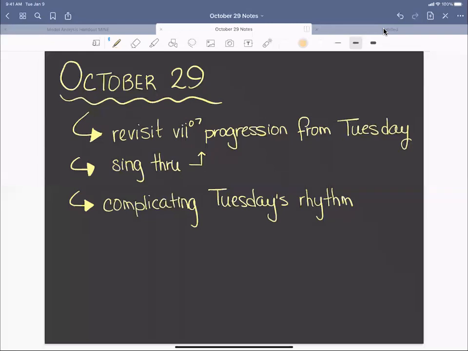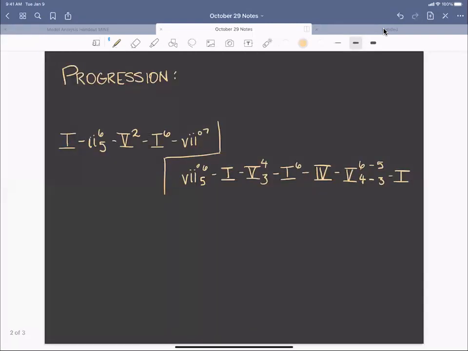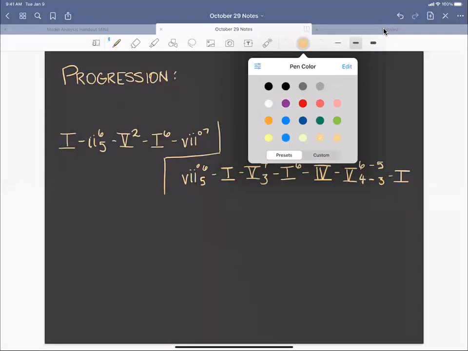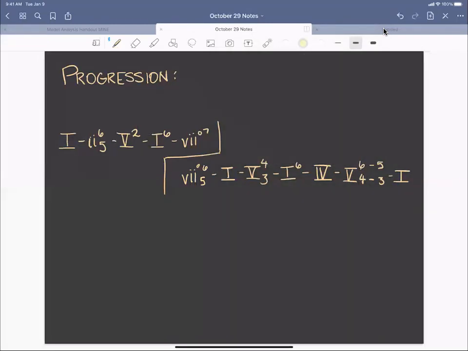Now, if you would like to just see the progression in full, here it is. And we are going to sing through this. So let's take a look at it. Now, I've just written out the 7-7 as the pivot chord.